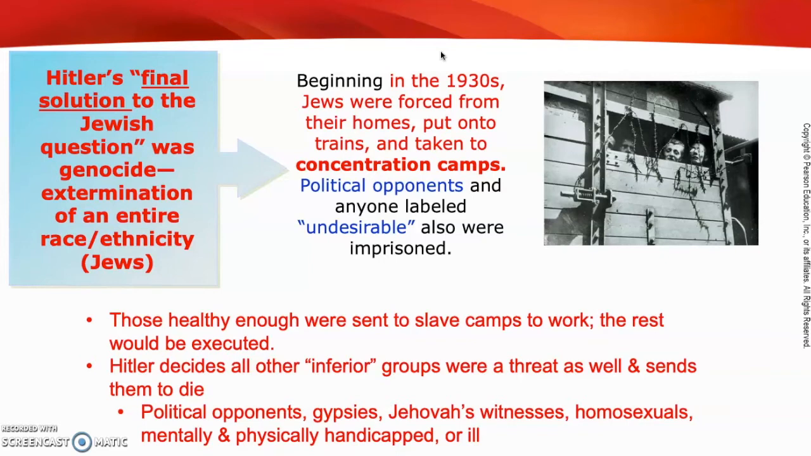Hitler decides that all other inferior groups were a threat as well and sends them to die. So anyone who disagreed with him, political opponents, gypsies, Jehovah's Witnesses, homosexuals, and if you were mentally or physically handicapped, or even if you had some illness that couldn't be cured, you would be taken to die because he didn't want you poisoning his perfect Aryan race.